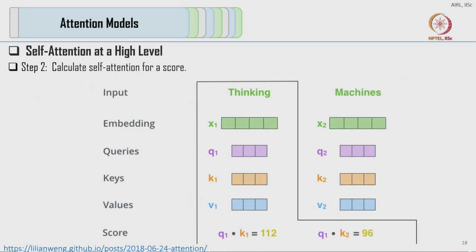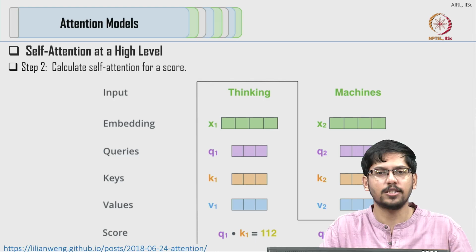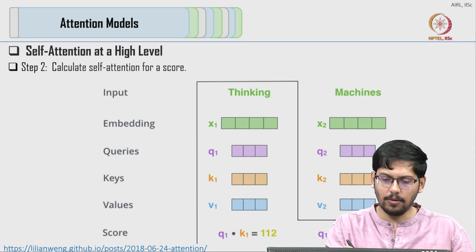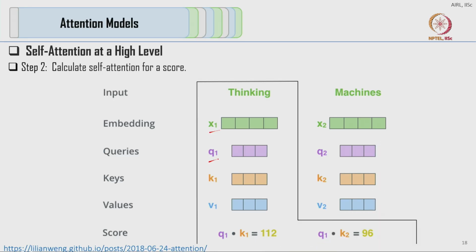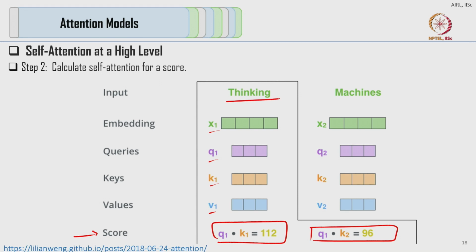Once we have that, we calculate a self attention score, right. So we have embeddings, now we have k1, q1 and v1. What we try to do is generate a score, which is essentially multiplying q1 with k1 and q1 with k2. Again this is to understand the influence of the word "thinking" in the sentence "thinking machines", right, which is why we multiply q1 with both the keys, right.